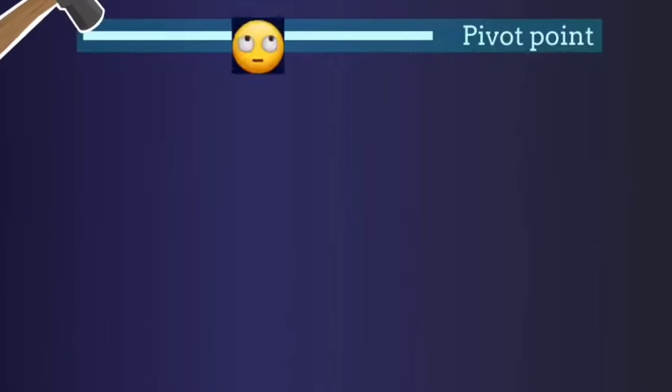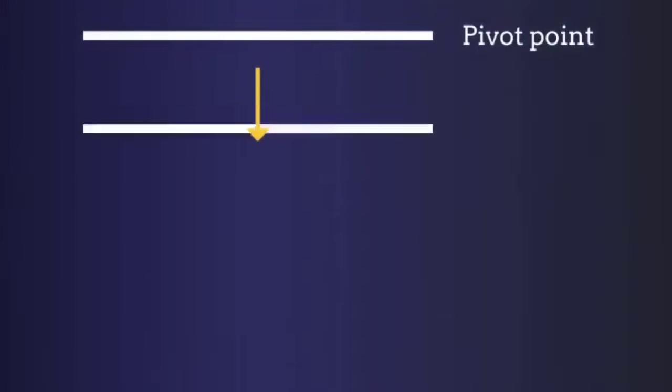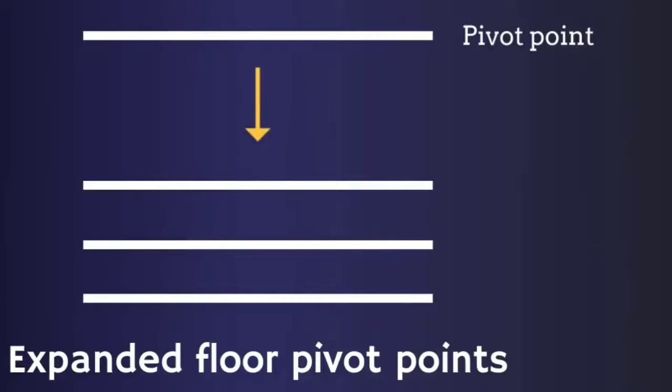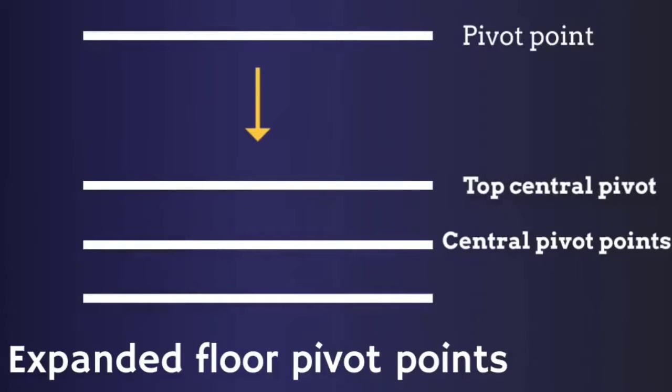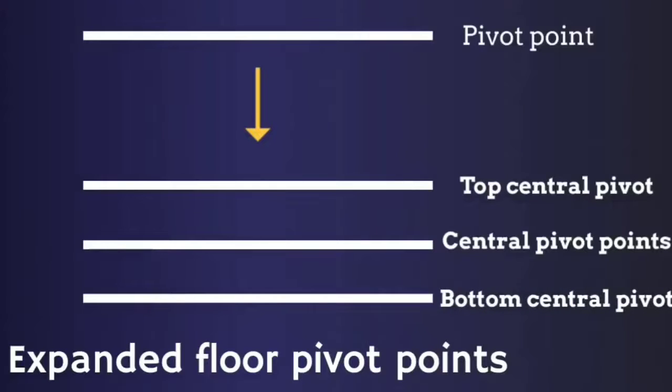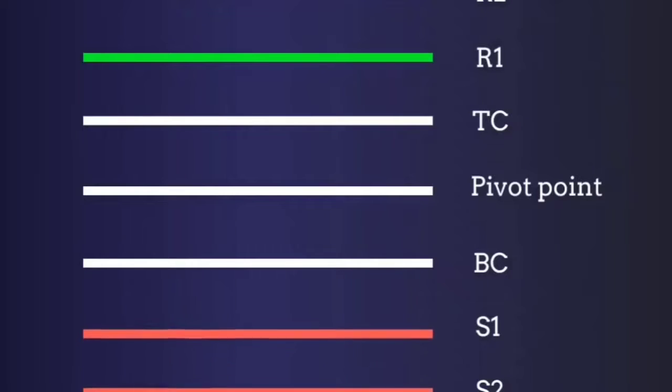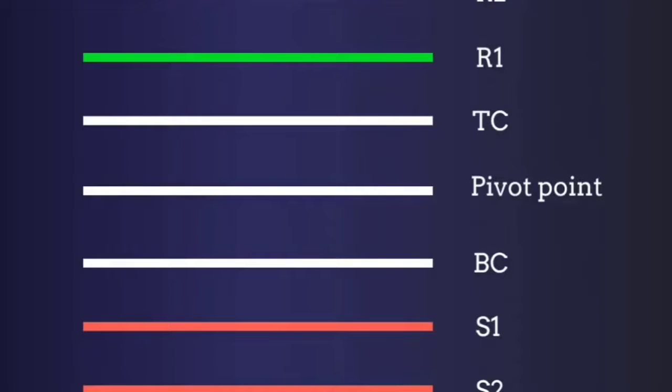This normal pivot point single line is broken into three lines, which is called expanded floor pivot points. This central line is called the central pivot point, the top line is called the top central pivot point, and the bottom line is called the bottom central pivot point. These three lines together are called the central pivot range. And above this, default resistance will be there, and below this, default support will be there.